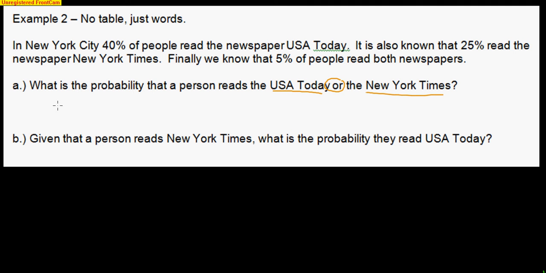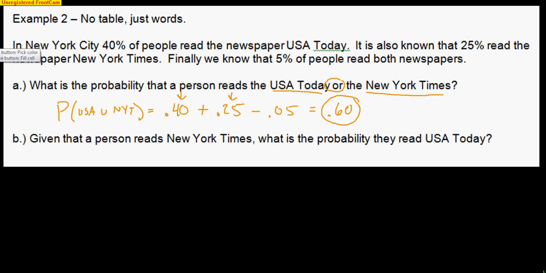Once again, this is kind of a review question. The probability that you read USA Today or the New York Times, NYT, would be using our formula. So we'd say, okay, the probability you read USA Today is 40%, plus the probability you read the New York Times is 25%, but we got to be careful because that 5% overlap was amongst these 40%, but it was also amongst these 25%. So we want those 5% of people to count once, not twice. So when we do the math, 40% plus 25%, and then we subtract away that 5%, we get 40 plus 25 minus that 5, which is 60. So we get 0.60, or 60% of people read the USA Today or the New York Times.